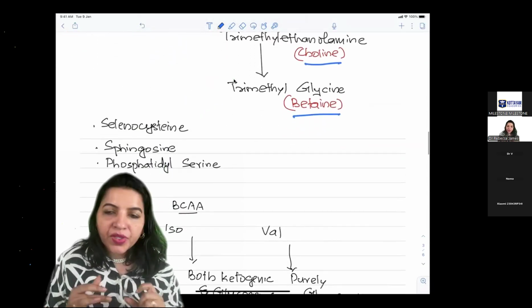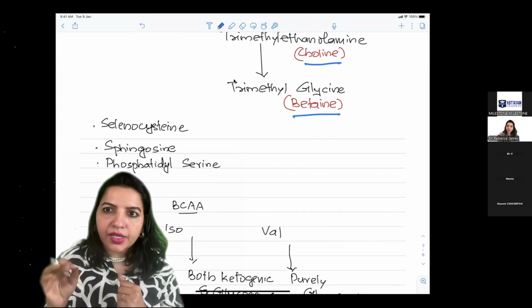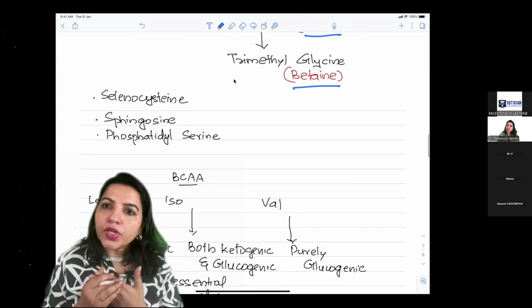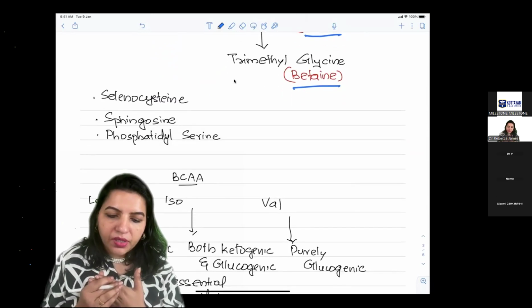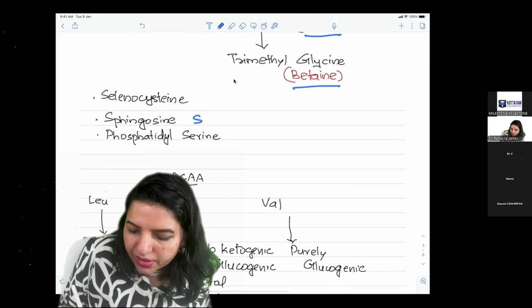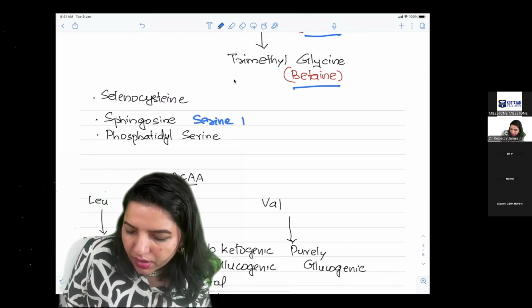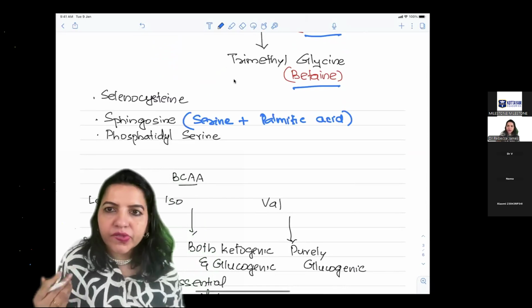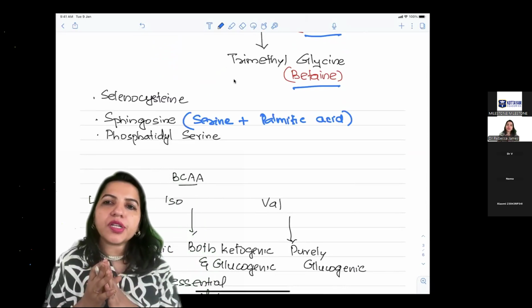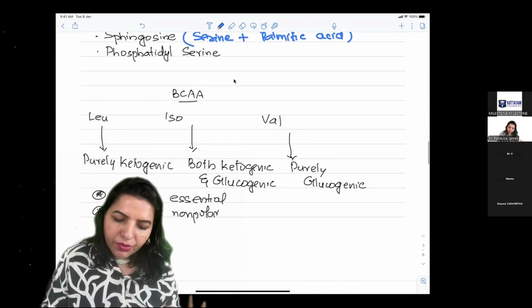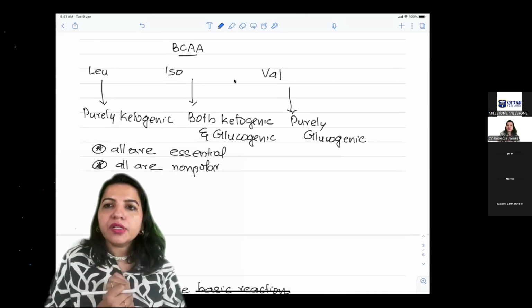Just learn that. Selenocysteine I'll take separately. Sphingosine is derived from serine. Sphingosine is serine plus palmitic acid. Then phosphatidylserine. So these are all the compounds derived from serine. Okay, I'm not taking much time there.